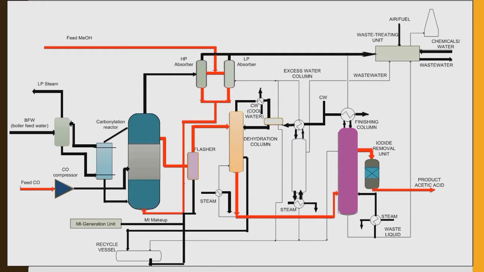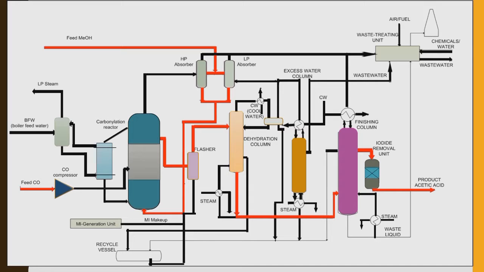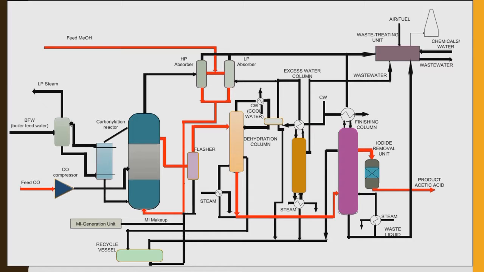Now you can see a part of the stream from the dehydration column receiver is fed to the excess water column to remove excess water and some of the accumulated impurities, and to maintain a constant concentration of water and impurities in the reactor. The overhead vapor is cooled and any uncondensed vapor is fed to the LP absorber for recovery. The water from the bottom of the column is also returned to the carbonylation reactor.